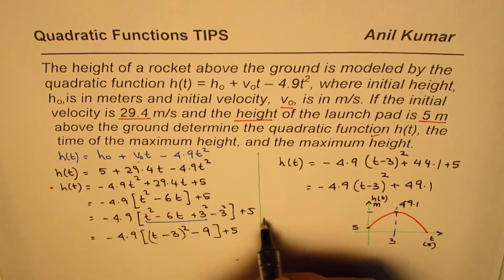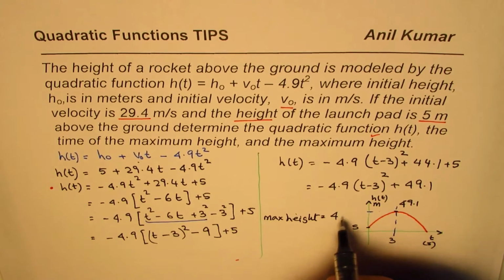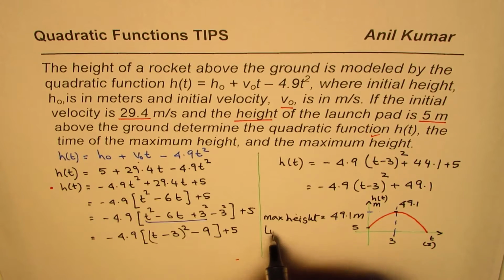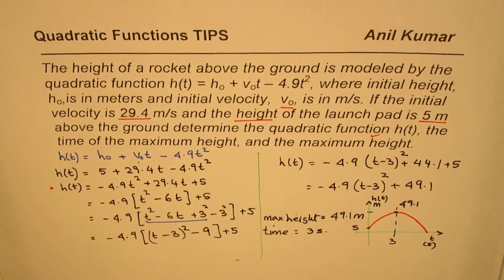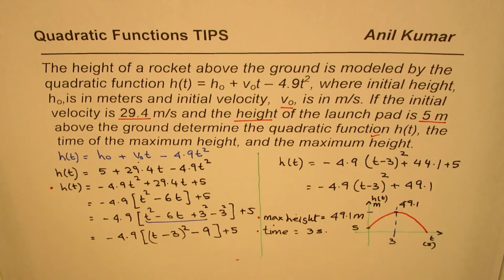So the maximum height equals 49.1 meters. Don't forget the units. And the time for the same is 3 seconds. So after 3 seconds, the rocket will reach the maximum height of 49.1 meters, right? So that is how you could actually solve this question.